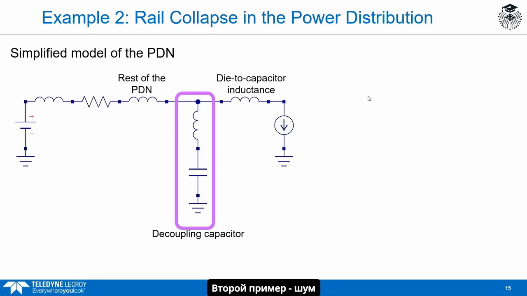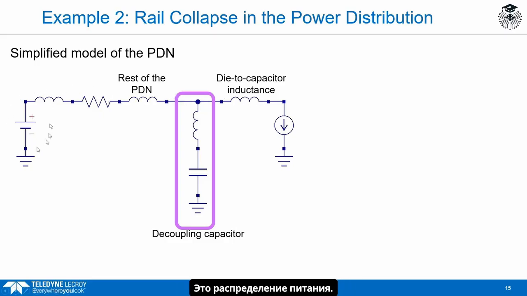The second example is switching noise. Switching noise is about when we have a dI/dt through an inductor. The second example is about rail collapse in the power distribution. Here's a really simple view of an equivalent circuit diagram of the power distribution. Here's the die with the IOs that are switching. I'm showing them here as a current source when we have the dI/dt switching due to the IO signal changing from high to low or low to high.